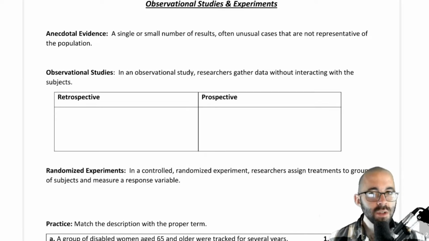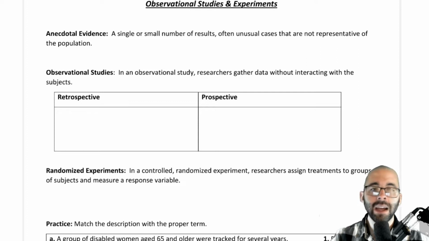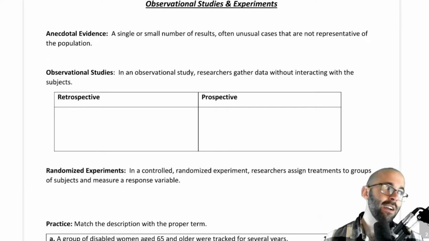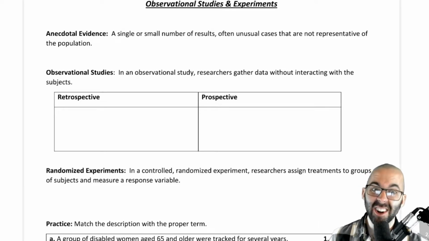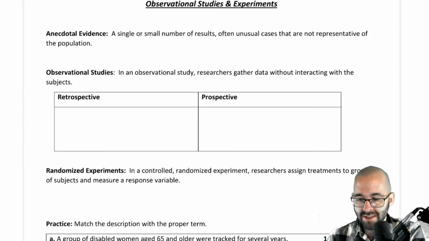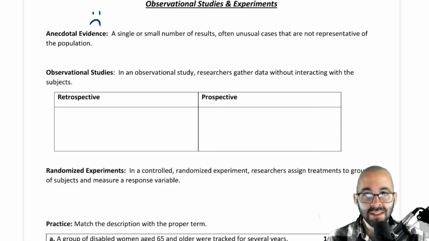They're often unusual cases that are not representative of the population, and usually these are just stories. Like my aunt the other day, or, my grandma tried that medicine and she was sick for a week, or, I heard somewhere that this thing isn't safe. These are all examples of anecdotal evidence. We can maybe give a little sad face because these are not great ways.